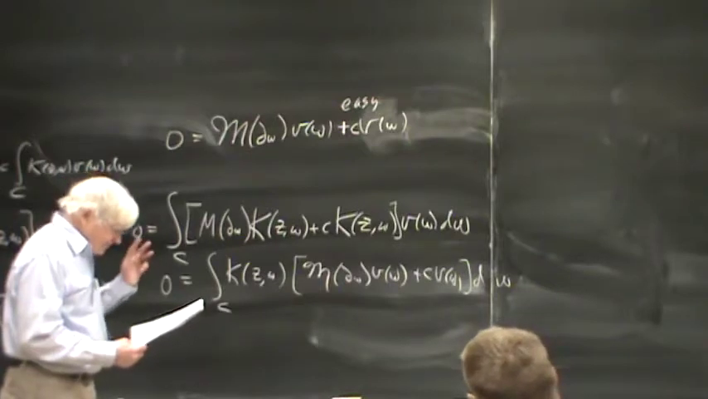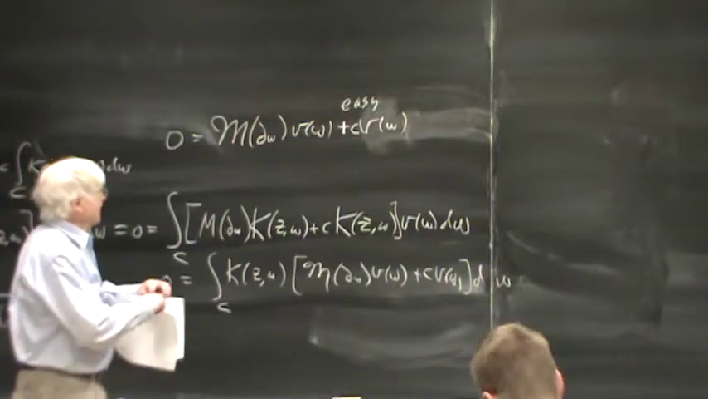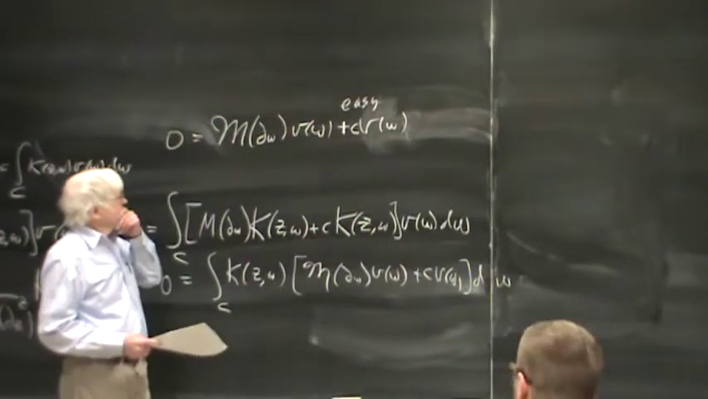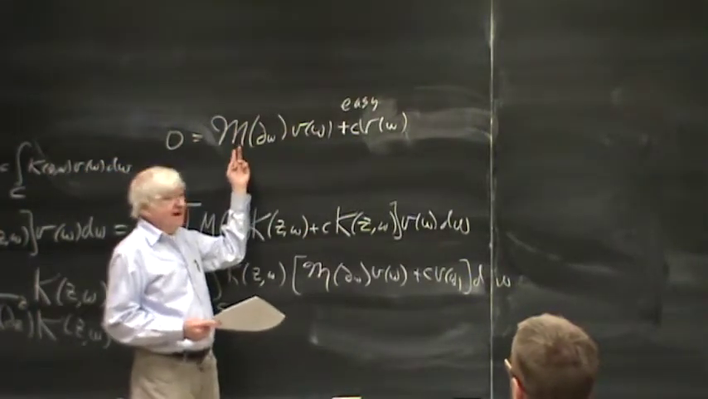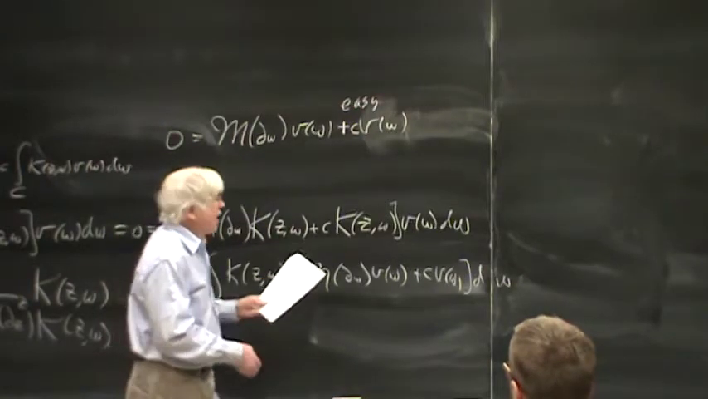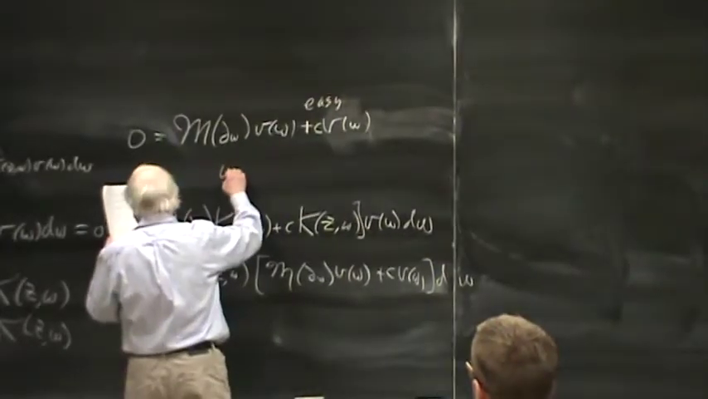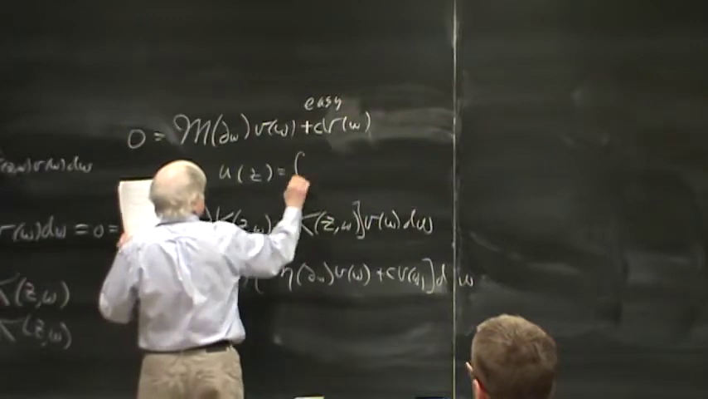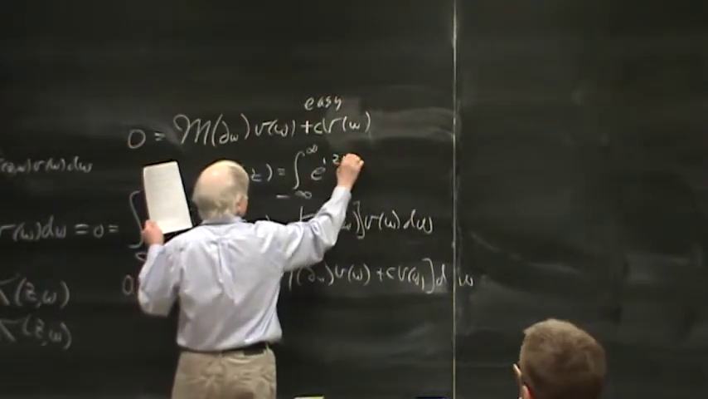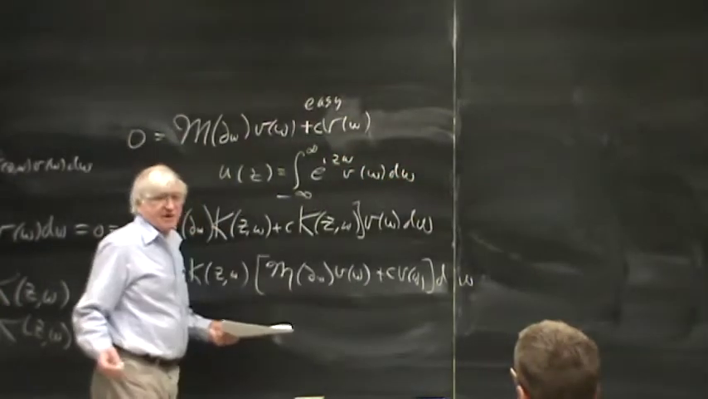All right, now this business actually works really nicely. It's a useful technique because you can arrange for M to be very simple, and for this to be a very simple differential equation. Let me just give an example of some of these terms. U of z might be an integral from minus infinity to plus infinity, e to the i z w, v of w, dw. Well, this, of course, is a Fourier transform.